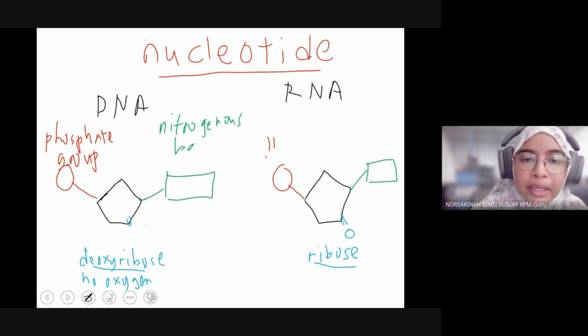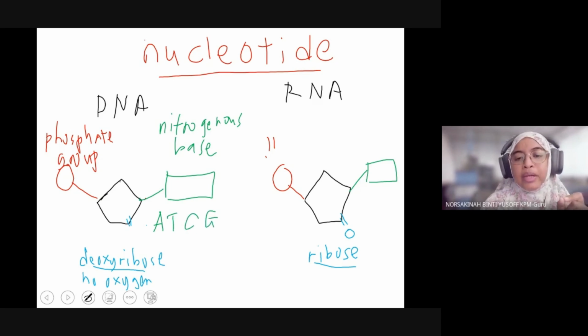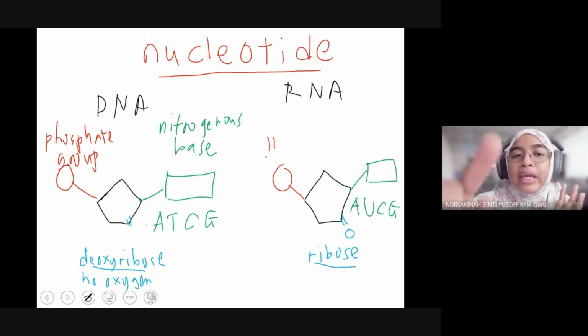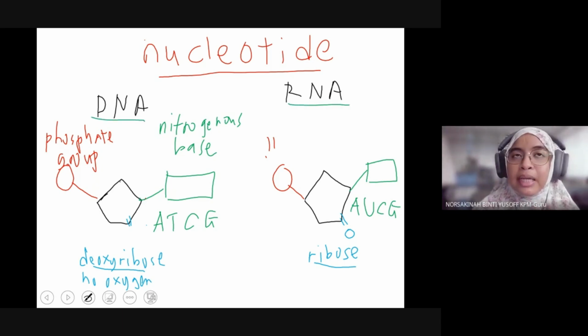Now the nitrogenous bases are a bit different between DNA and RNA. DNA only contains A, T, C, G, while for RNA you need to replace the T with U: A, U, C, G. So there are four types of bases for each polymer, DNA polymer and RNA polymer.